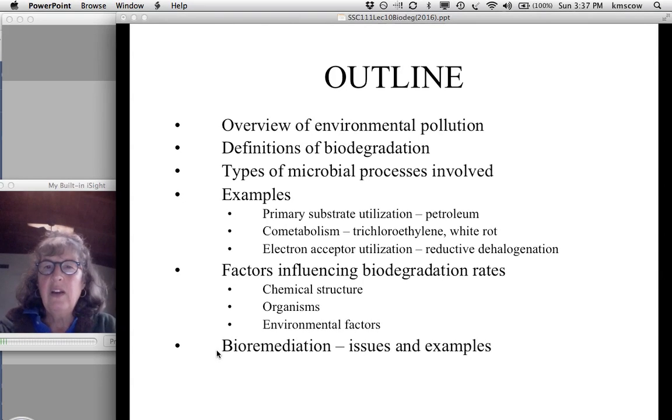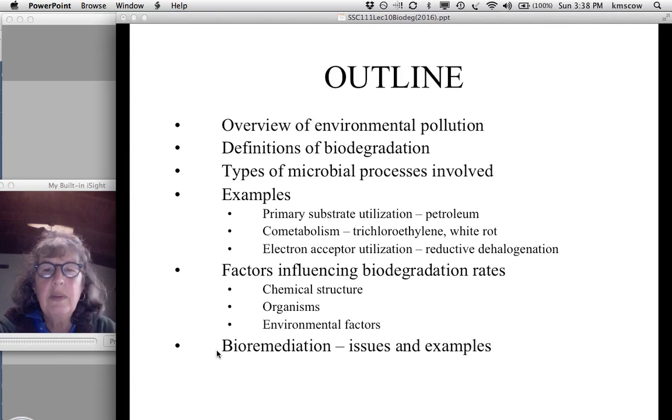So what we're going to cover is a brief overview of environmental pollution and define what biodegradation means, and then talk about how microbes are engaged in these processes that end up in removal of organic compounds, or at least transformation of them, depending on the definition, and then give some examples of some applications of contaminants that are degraded through these different mechanisms by microorganisms.